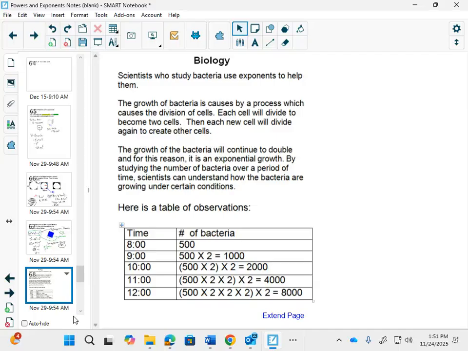Because they divide again. So the next hour, if you had 1,000 doubled again, then you'd have 2,000. And doubled again, and doubled again. And we can show these with exponents, because this last one we could say is 500 times 2, and I have 1, 2, 3, 4 of them, so 500 times 2 to the 4th.